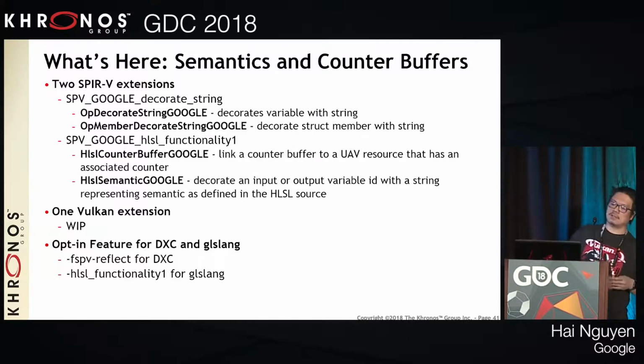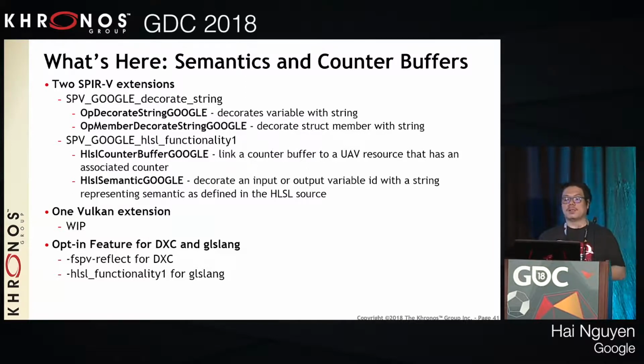It's out of order here. This leverages the previous extension to add the string decoration to a variable or a struct member for the semantic that is defined in the HLSL source. And the other one, this has been a problem for quite a while, and there have been a lot of workarounds, but there is a decoration that explicitly links a structured buffer with the counter buffer that is associated with it. And this is a hard link. You don't have to go and parse the name of the variable anymore with @count.